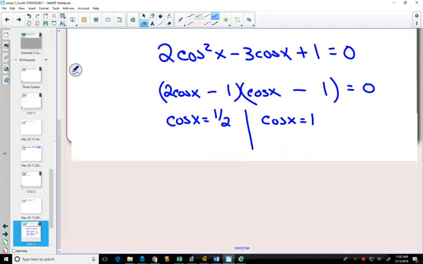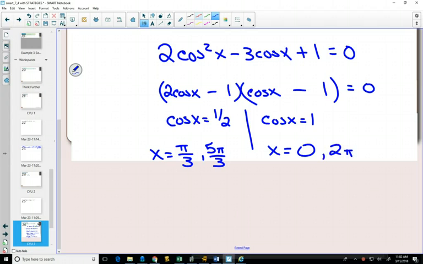So our next question is, is this a non-calculator question? Are these values on our pie plate? Or is this a calculator question that we have to find our reference angle to solve? Cos x equals 1/2. That's on our pie plate. What family? Pi over 3. And it's going to be in quadrant 1 and quadrant 4. Cos x equals 1. When does that happen? At 0 and 2 pi.